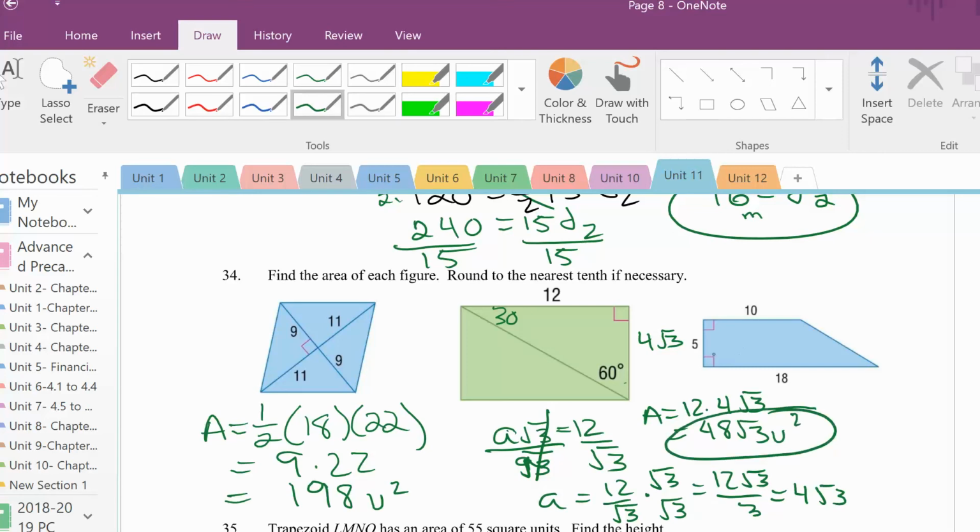So here we have a trapezoid, and remember the area of the trapezoid is 1/2 height times base 1 plus base 2. So it's equal to 1/2 of 5 times 28. Well, half of 28 is 14, so 14 times 5 would give you 70 square units.